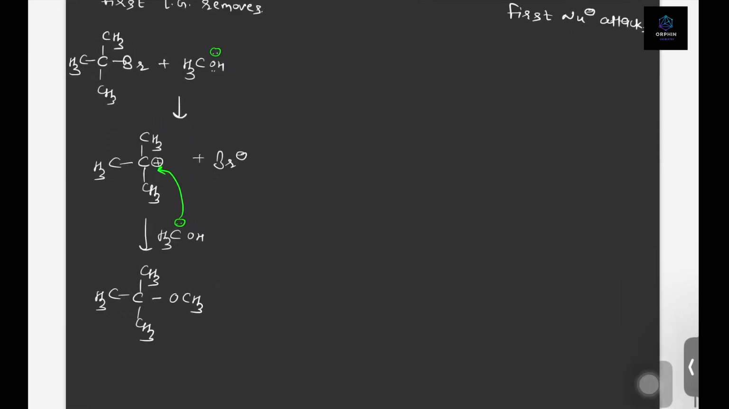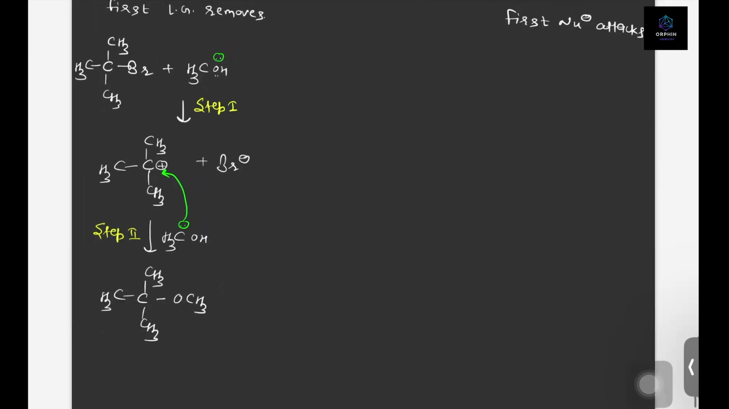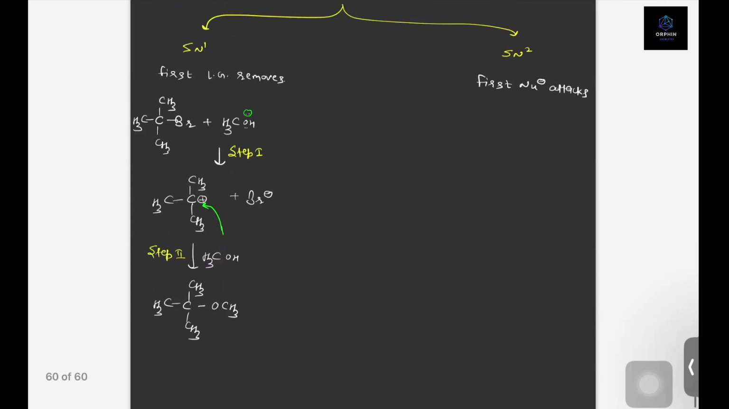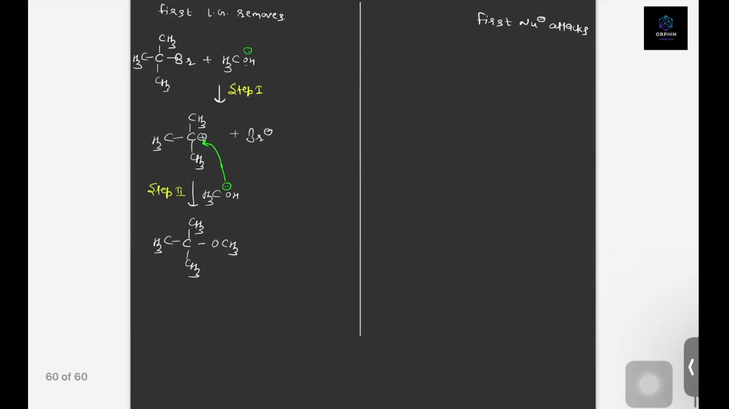So you can see the reaction has happened in two steps. Step 1 is the formation of the carbocation. In step 2, the nucleophile, which has a lone pair, attacks. This was the mechanism in the case of SN1.